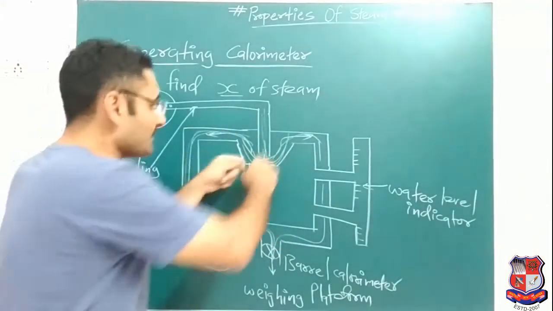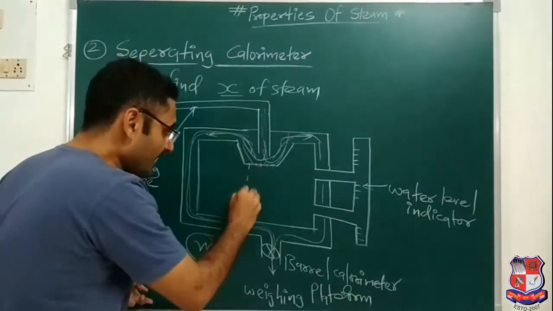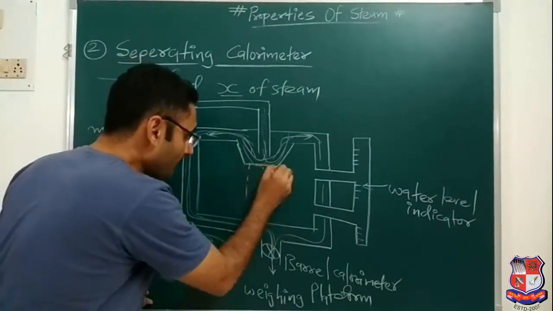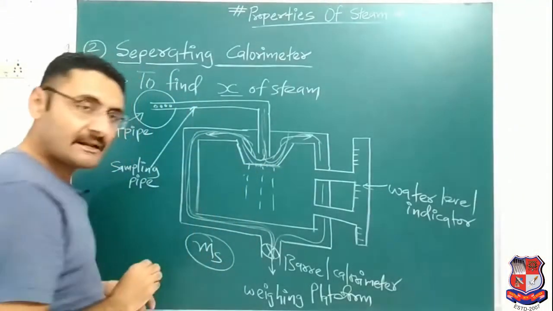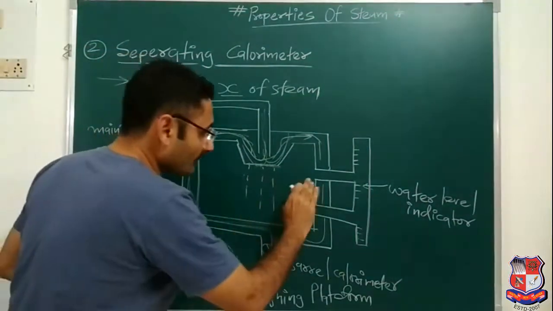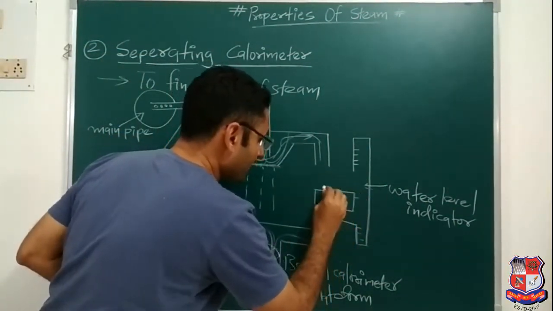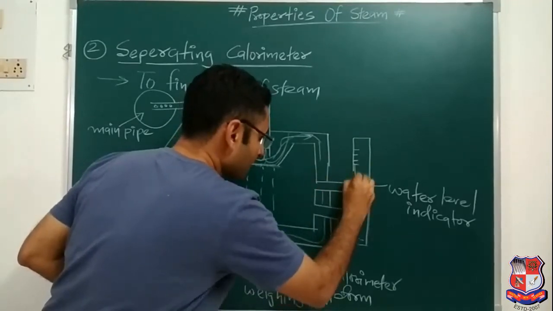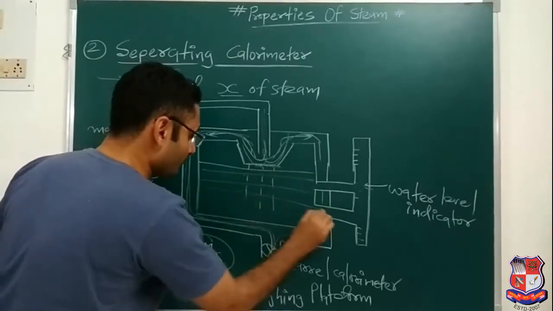After that, vapor particles are separated, and whatever liquid particles are there will be collected with the help of this perforated cup inside of the calorimeter. So that is your calorimeter. Over here, a little change I will make for a better diagram. This type of thing. Okay, so supposing the level of the water increases up to that much level.